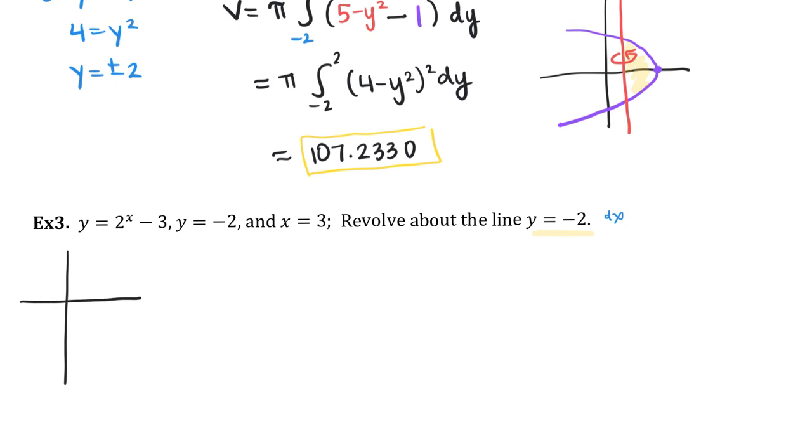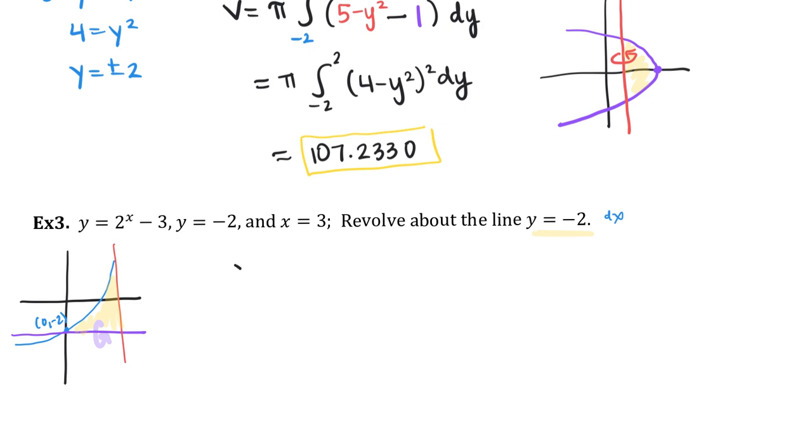Okay, so y equals 2 to the x minus 3 is some kind of increasing function. And the y-intercept of that is actually 0, negative 2. Okay, y equals negative 2 is a horizontal line, like that. X equals 3 is somewhere around here. So my bounded region is going to look something like this. We're revolving around y equals negative 2, so we're going to go with respect to x. So I'm doing this with respect to x.